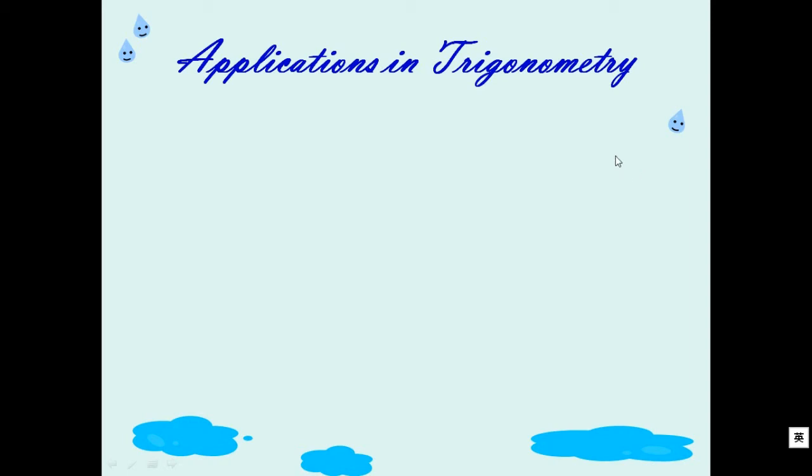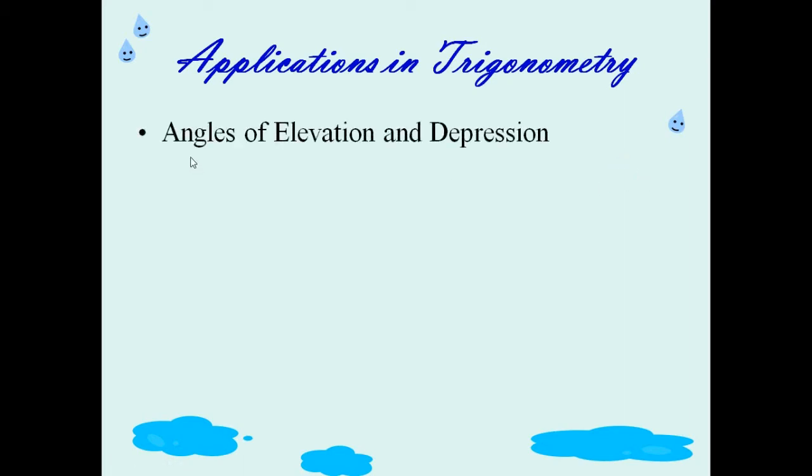Another application in trigonometry involves the angle observed by an observer. The angle observed by an observer can be classified in two different ways. One is called the angle of elevation, the other is the angle of depression.